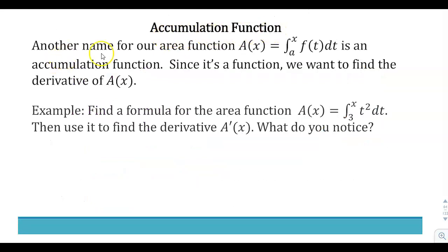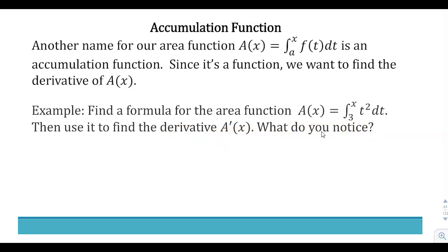Accumulation function. Another name for our area function, A of x, the integral from a to x of f of t dt, is an accumulation function because we are constantly accumulating area as we substitute in different values of x. Now since it's a function, we want to find the derivative of A of x. So in this example, we're going to find a formula first for the area function defined by A of x equals the integral from 3 to x of t squared dt. And then we'll use it to find the derivative and see if we notice anything.